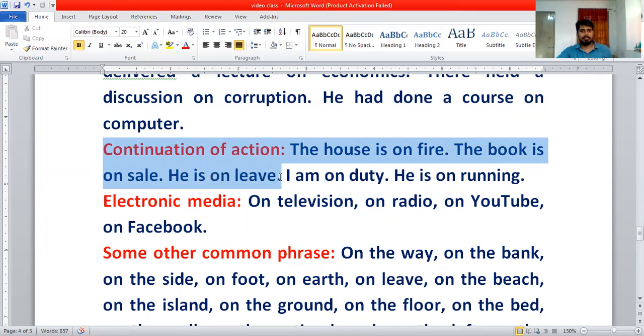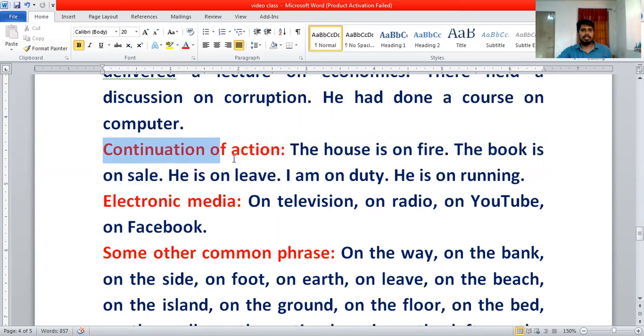He is on leave. His leave is going on. I am on duty. That means I am now working. He is on running. That means he is busy in doing something. So whenever we will suggest the continuation of an action, when we will suggest a continuous word, we have to use the preposition on. Our exam is going on. So on means that is going on, that is running, that is continuing.